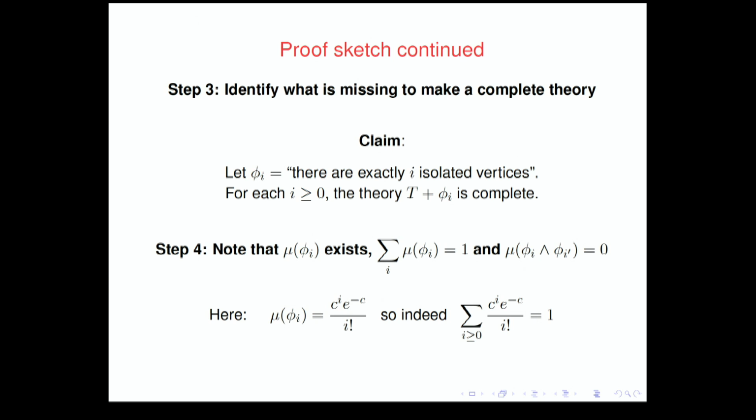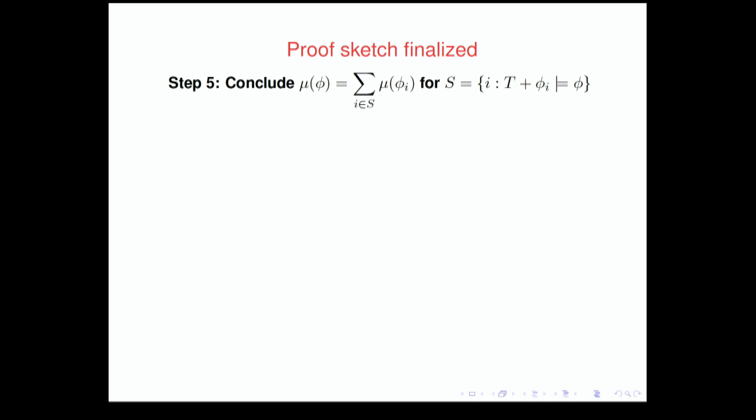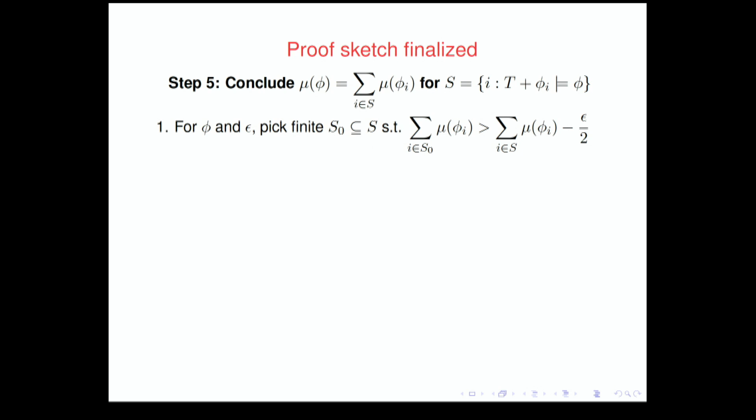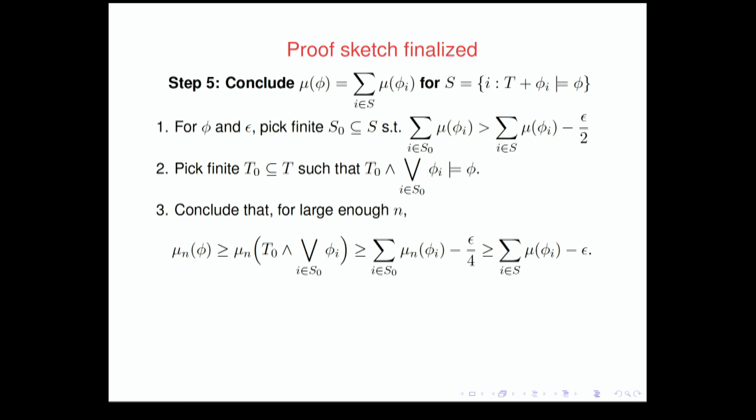This is because you have this Poisson distribution for the number of isolated vertices. And now you conclude that the probability must be a finite sum of the additional axioms that make phi a consequence, which must be non-empty, right? Or it could be empty if it's totally false, for example. And this follows from a simple limiting argument, and compactness.